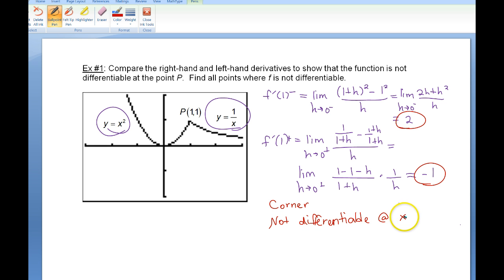At x equals 1. So it says find all points. That's the only place. Everywhere else here, it will be differentiable because it's a parabola, so it's continuous. Whenever it's a smooth, continuous curve without any corners, and it can't be a cube root, then it's pretty much going to be differentiable everywhere.